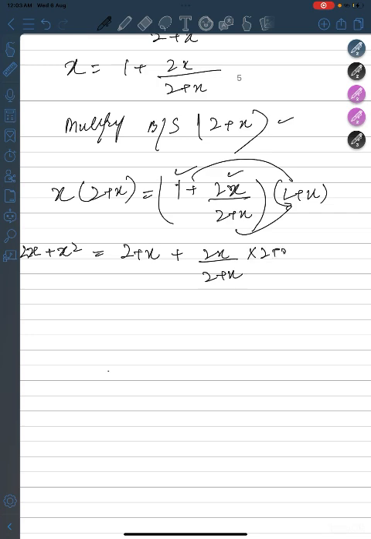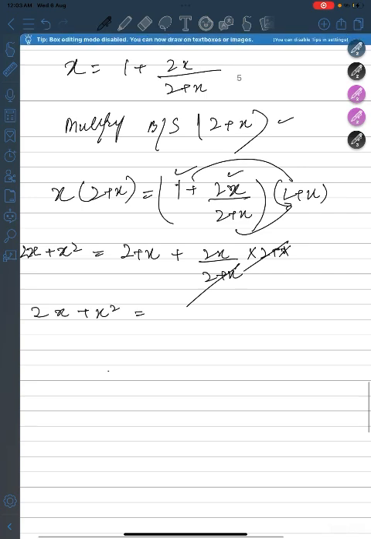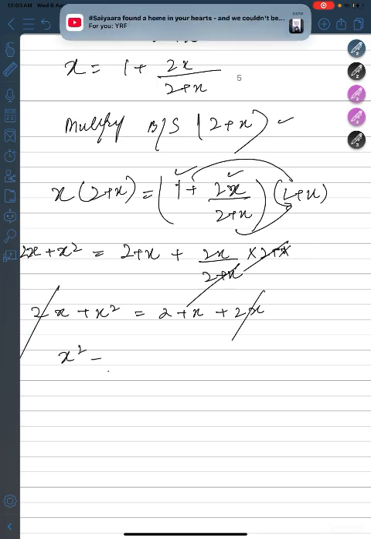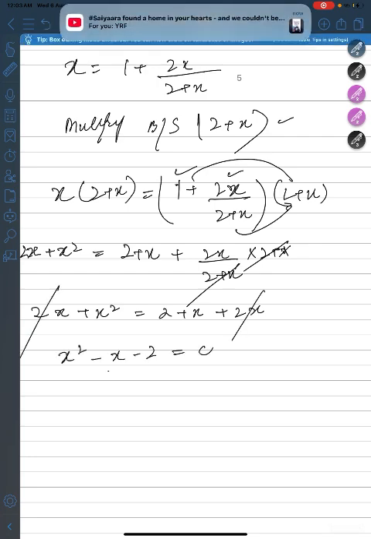Then 2 plus X into 2 plus X, so 2 plus X will be cut off. So it will be 2X plus X square equal to 2 plus X plus twice of X. Then here will be 2X and 2X will be cut off. So it will be X square minus X minus 2 equal to 0.